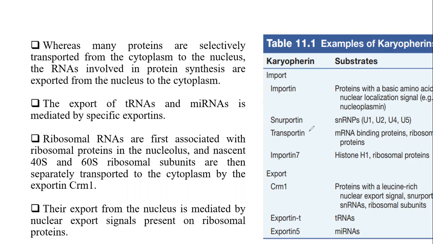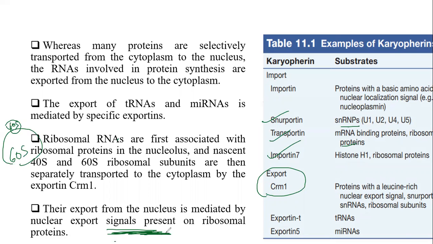If you remember, Akshaya, we have gone through these proteins, different types of proteins. So in the case of the RNAs, these are the proteins involved in import and export. In the case of export, it is CRM1, where 40S and 60S ribosomes are transported to the cytoplasm. Their export from the nucleus is mediated by nuclear export signals present on the ribosomal proteins. इसका मतलब क्या? Again, it is dependent on the signals present on these molecules.